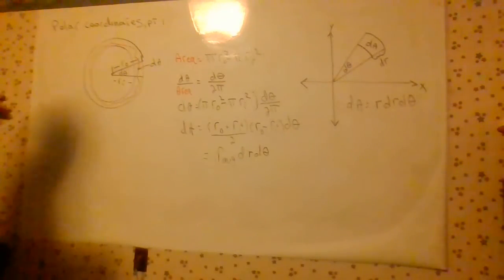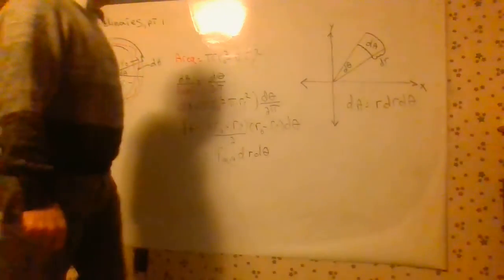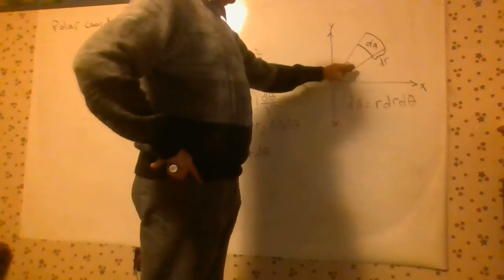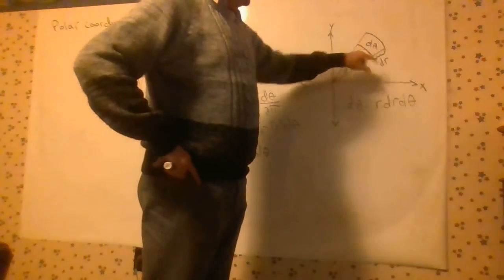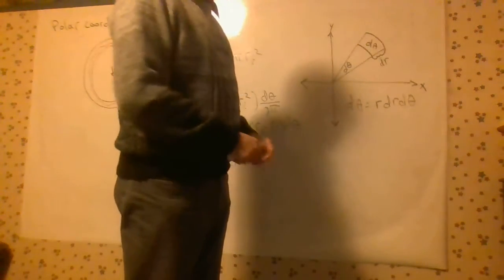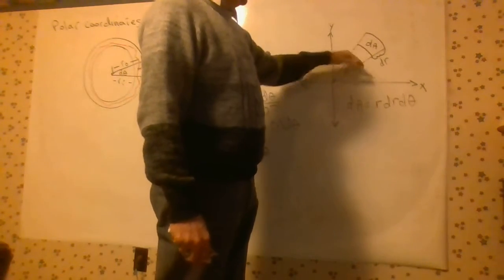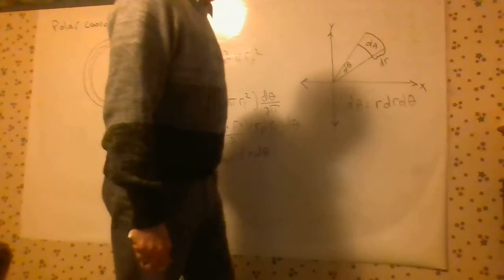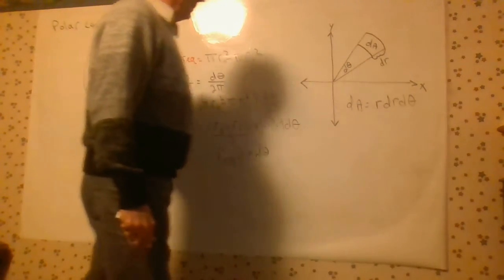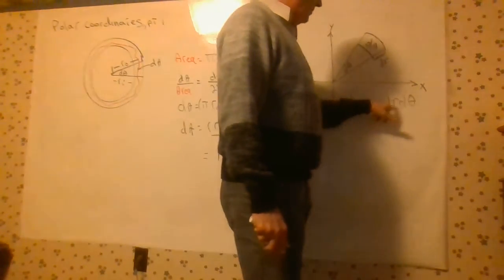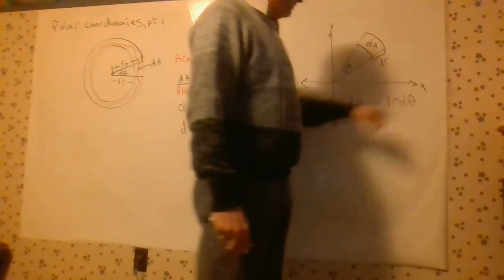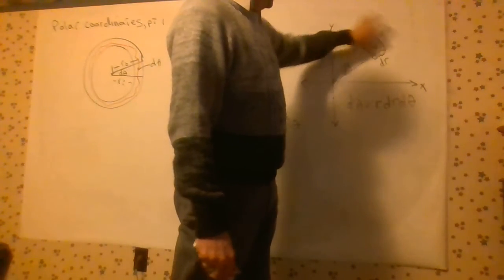Polar coordinates, part one. In polar coordinates, if we change the angle theta and change r, we end up with a small element of area like this. It's not a rectangle, it's like a piece of a sector of a circle. And it turns out dA is equal to r times dr times d theta. That's what this little piece of area equals, and that's what we have to integrate.